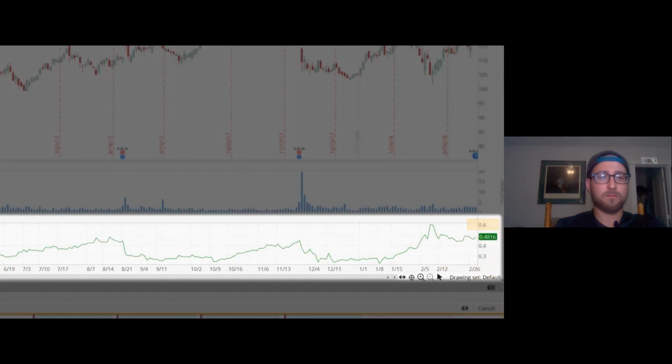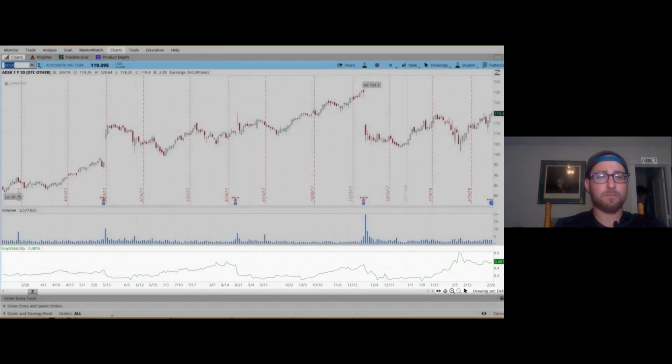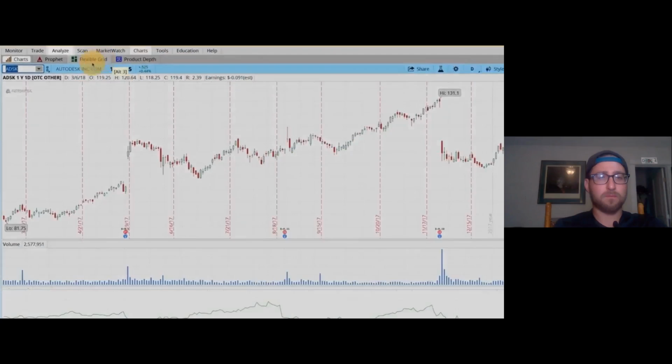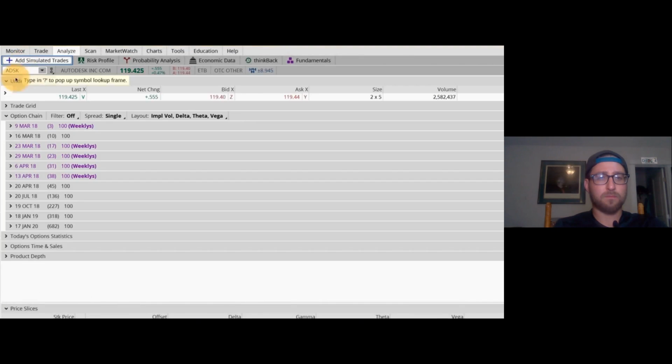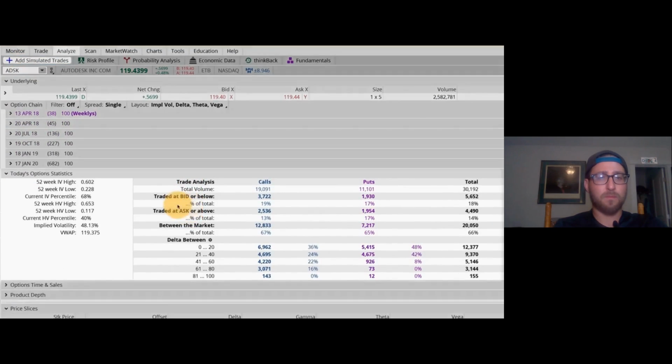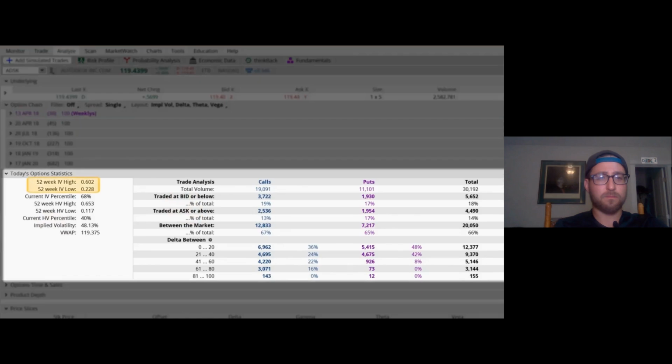Based on the chart, it looks like Autodesk is trading at the upper end of its range. To get a more precise idea, I can go to the Analyze tab and look at the option chain. I'll scroll down and click today's option statistics. Here, I can see the range of Autodesk's implied volatility over the past year, including that high of just over 0.6. I can also see that, as we noted on the chart study, Autodesk is trading near the upper side of its range, in the 68th percentile.